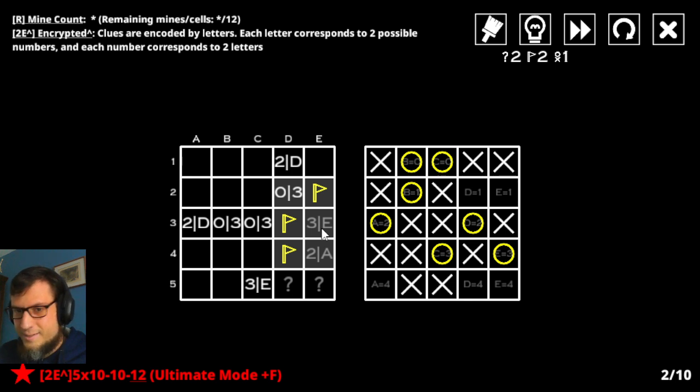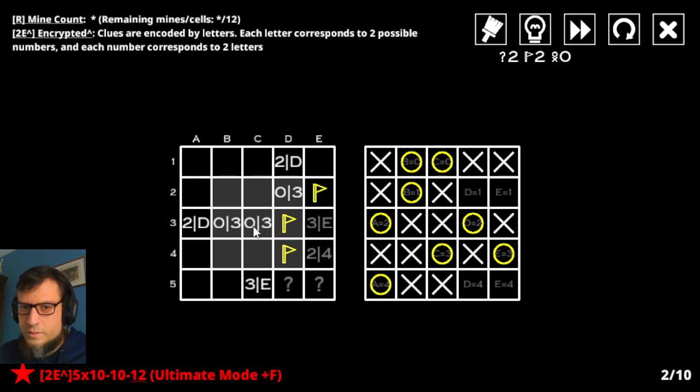Okay. 4 is the only other option left for A. Which means, oh, well, I don't have any other A's on the board. This 3 is only allowed to have one more mine here, which means there has to be 2 mines exactly here for that 3. But I think this D can't be 4 because it would violate that. Obviously, it can't be 1 in that case, so that means these are both safe.